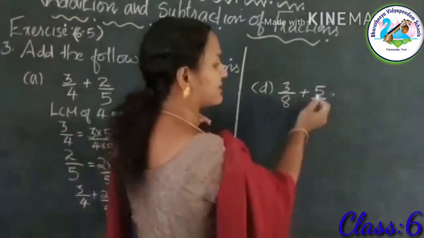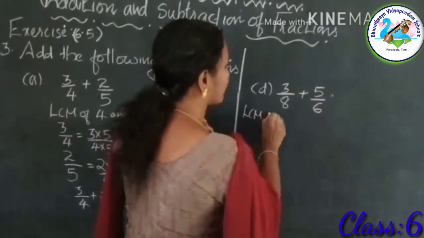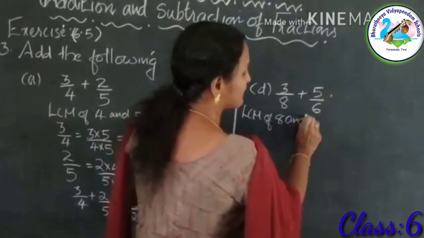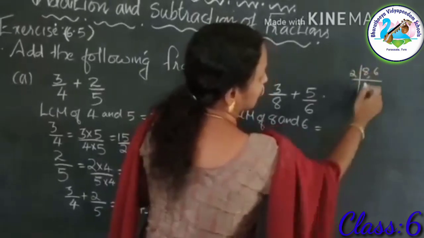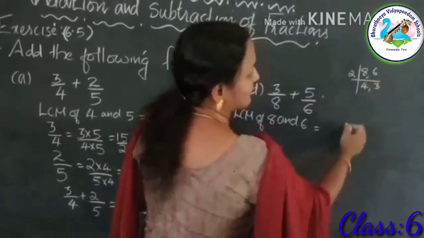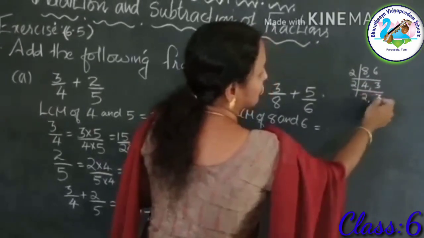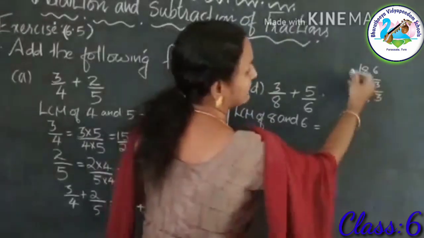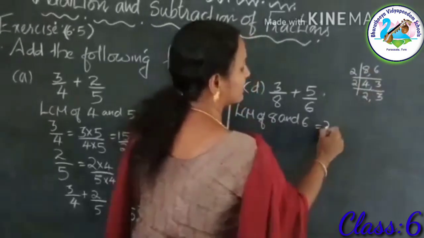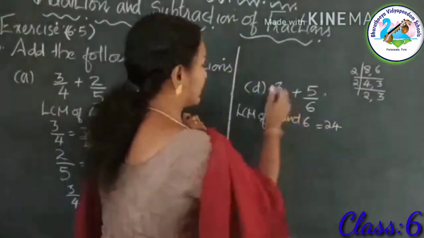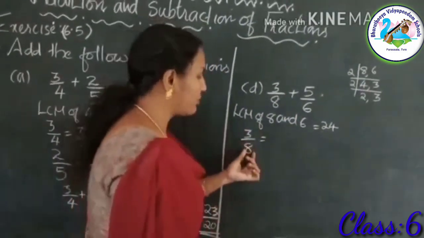So the denominators are different, so unlike. First convert them into like. LCM of 8 and 6: 8 comma 6. Start with 2, 4 2s are 8, 3 2s are 12, then again 2, 2 2s are 4, then 3. So no common factors other than 1. So multiply these numbers, 2 into 2, 4, 4 into 2, 8, 8 into 3, 24.